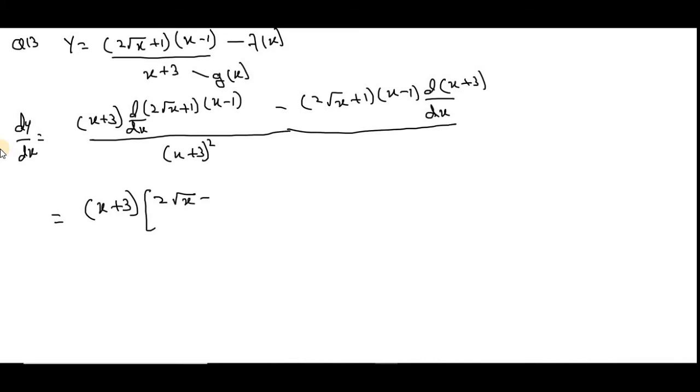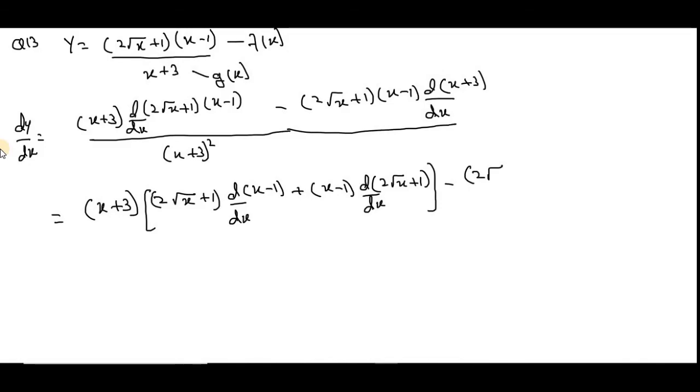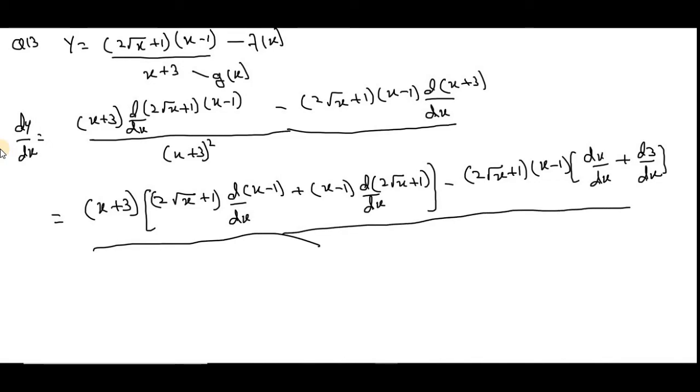(x + 3). Now applying here the product rule, (2√x + 1) d by dx of (x − 1) plus (x − 1) d by dx of (2√x + 1), minus (2√x + 1)(x − 1) times d by dx of (x) plus d by dx of 3, and whole divided by (x + 3) whole square.